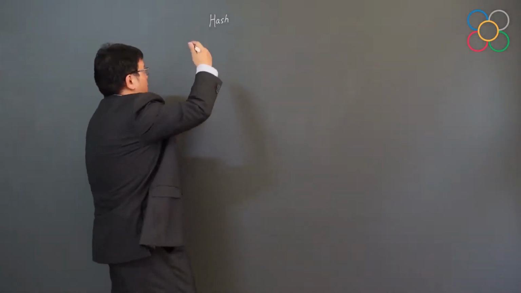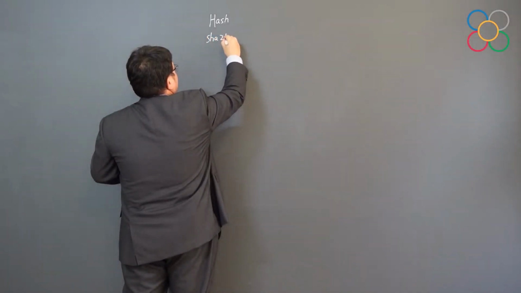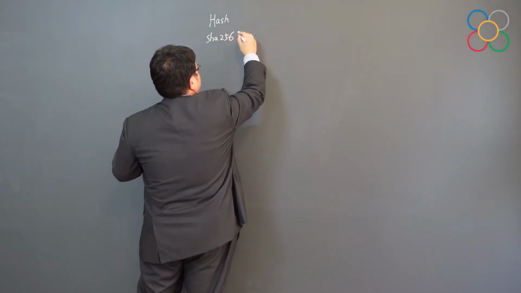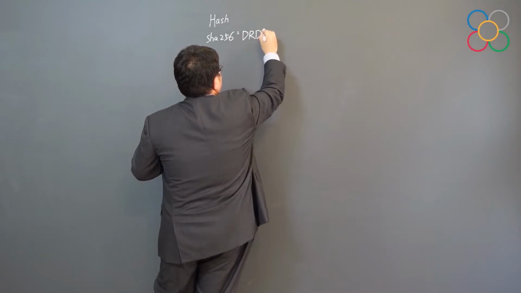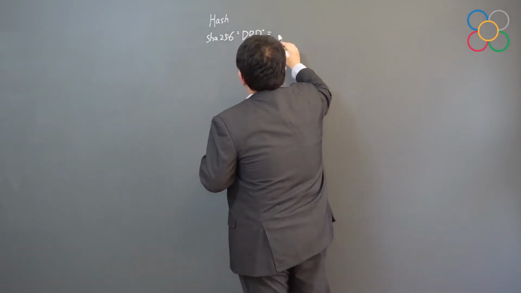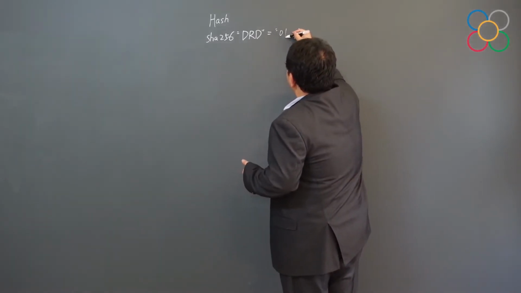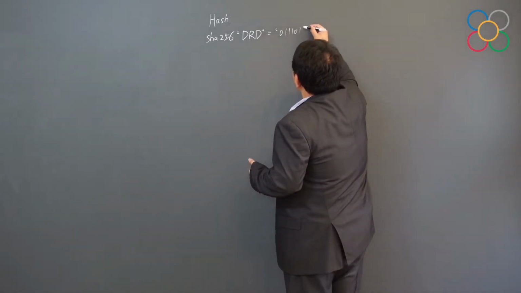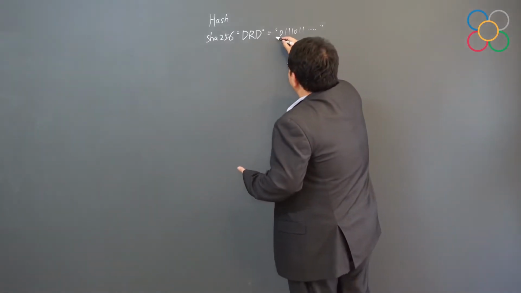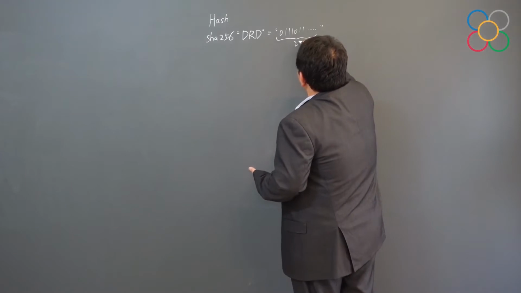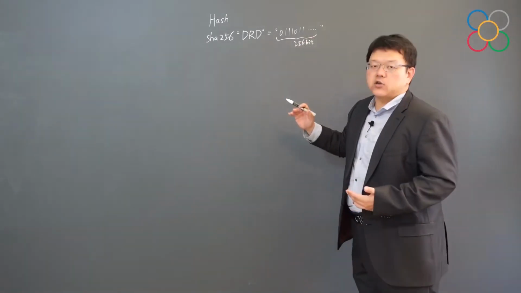And what does it mean? It means SHA-256. Let's say, for example, DRD will equal a 256-bit binary, like, for example, 0, 1, 1, 1, 0, 1, 1. All of this consists of 0s and 1s, and the total number will be 256 bits. This is called a hash algorithm.